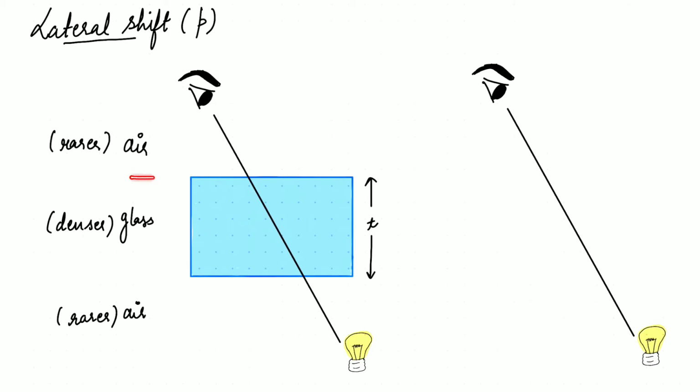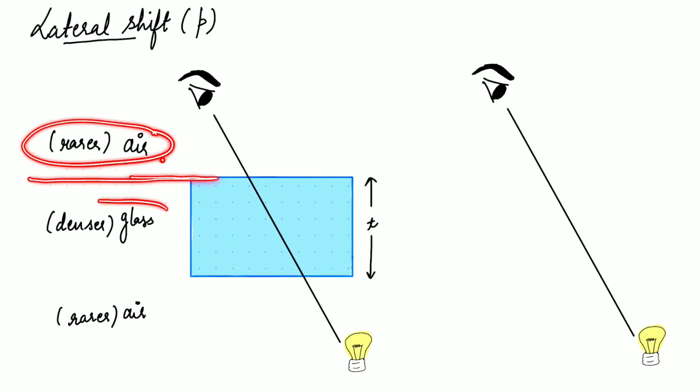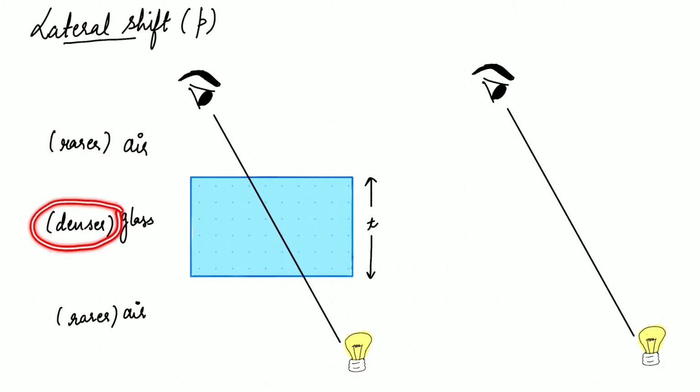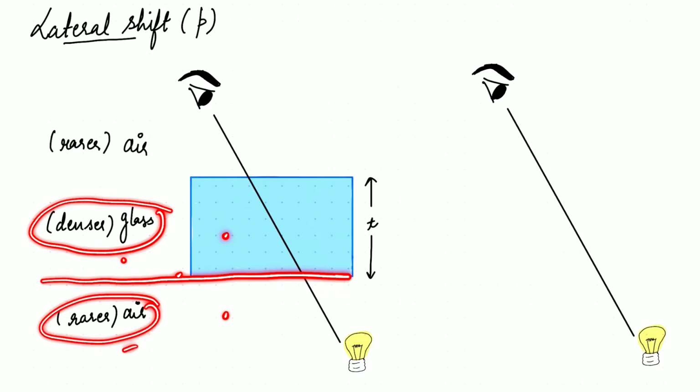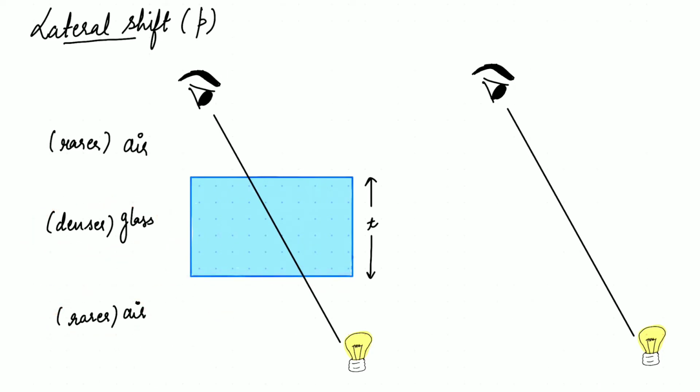Let's say this is my first interface. You can see first it is air and then it is glass. When I compare air and glass, you can simply say that air is a rarer medium and glass is a denser medium in comparison. Very similarly, the next interface is glass and air. Again, glass is denser when I compare it with air. I hope you guys can understand that, right? Okay, great.